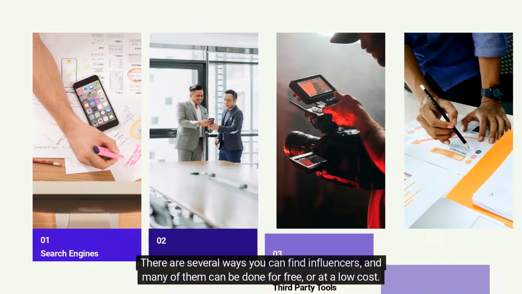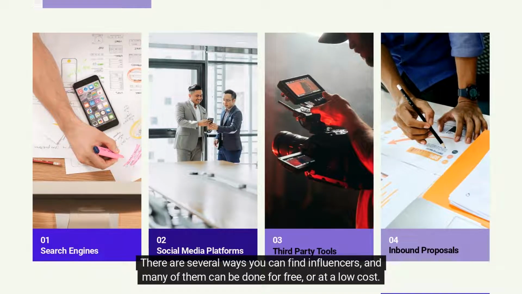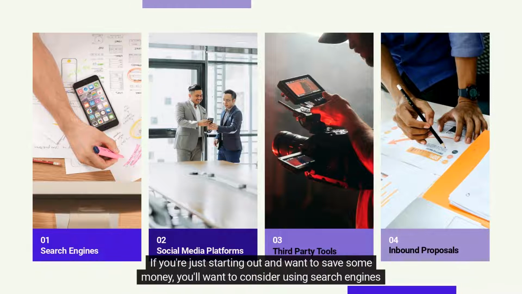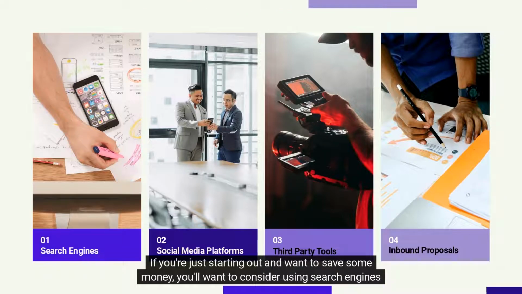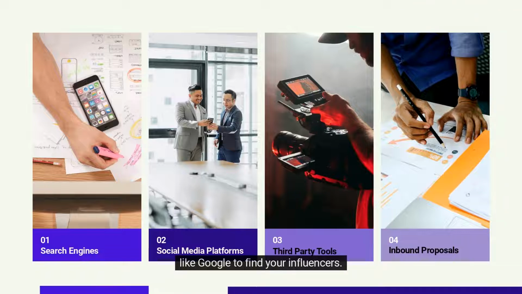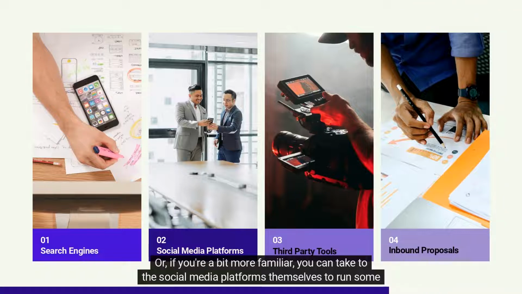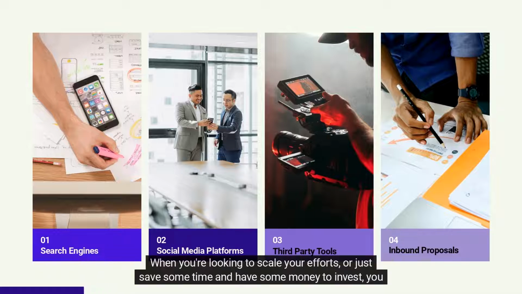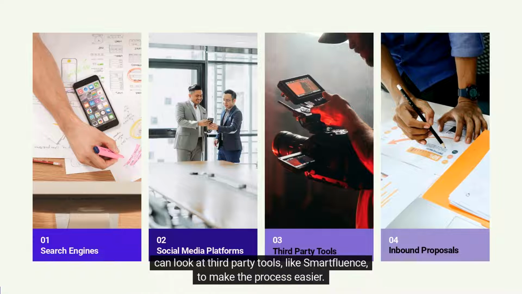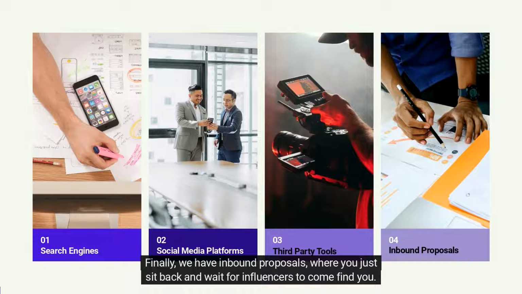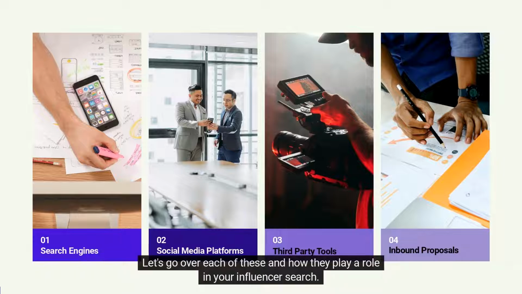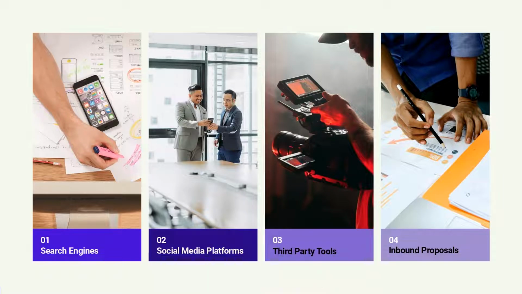There are several ways you can find influencers, and many of them can be done for free or at a low cost. If you're just starting out and want to save some money, you'll want to consider using search engines like Google to find your influencers. Or if you're a bit more familiar, you can take to the social media platforms themselves to run some searches. When you're looking to scale your efforts, or just save some time and have some money to invest, you can look at third-party tools like Smartfluence to make the process easier. Finally, we have inbound proposals where you just sit back and wait for influencers to come find you. Let's go over each of these and how they play a role in your influencer search.